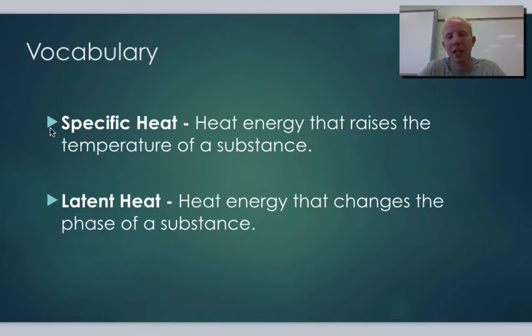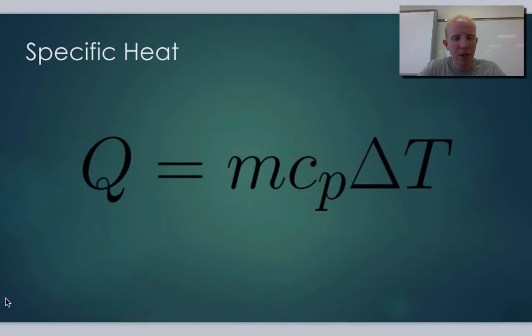Let's go back to specific heat and see how we calculate it. The equation for specific heat looks really weird, but we just need to identify the parts and it's not as strange. For specific heat, this big Q just means heat energy. It's just energy measured in joules, but when we write capital Q, we usually mean heat energy.